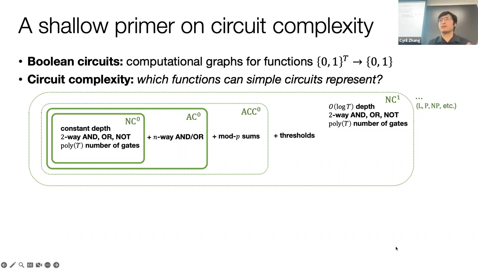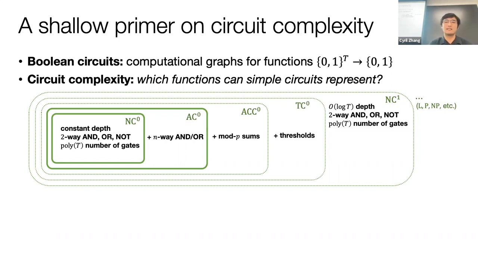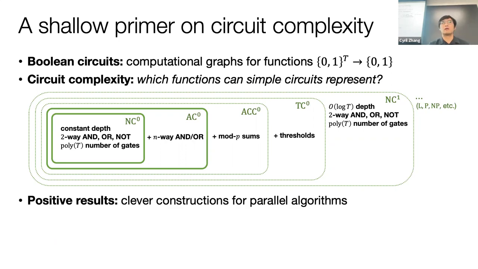We can consider adding other things like the majority gate, and this gives us this class TC0. Within even NC1, a class we should think of as a class of efficient parallel algorithms, there is some taxonomy of circuit classes. Some general contours of this field of study.